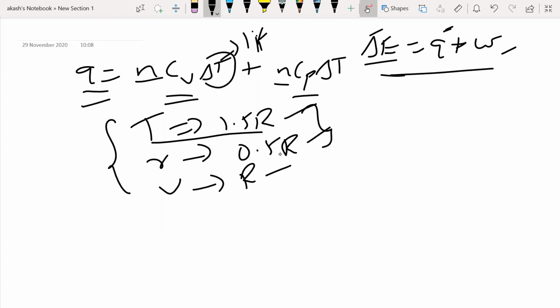And then we went on to see what this W is. We had a formula for that. It's minus P external delta V, right? Minus P external delta V. And you have to be very, very careful. The pressure value which you're going to substitute here is not the pressure of the gas, it is the external pressure, right?